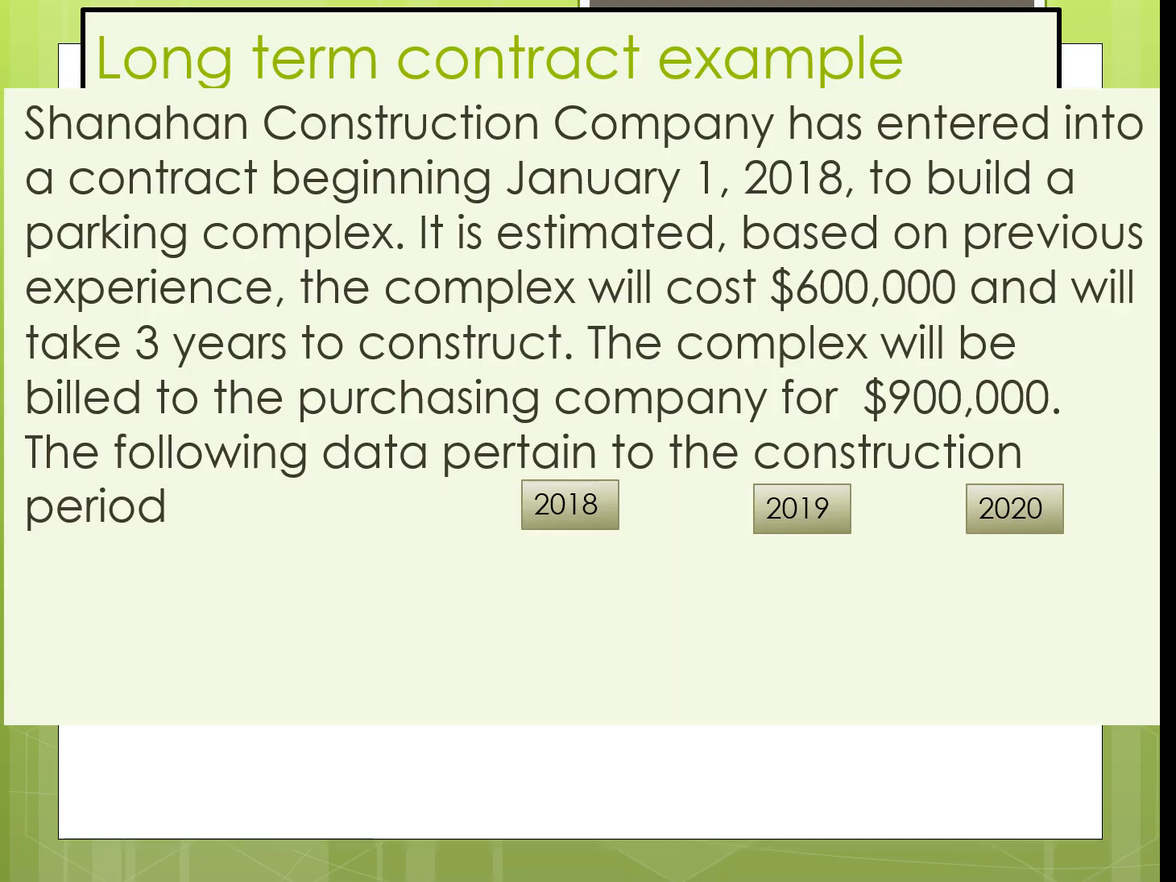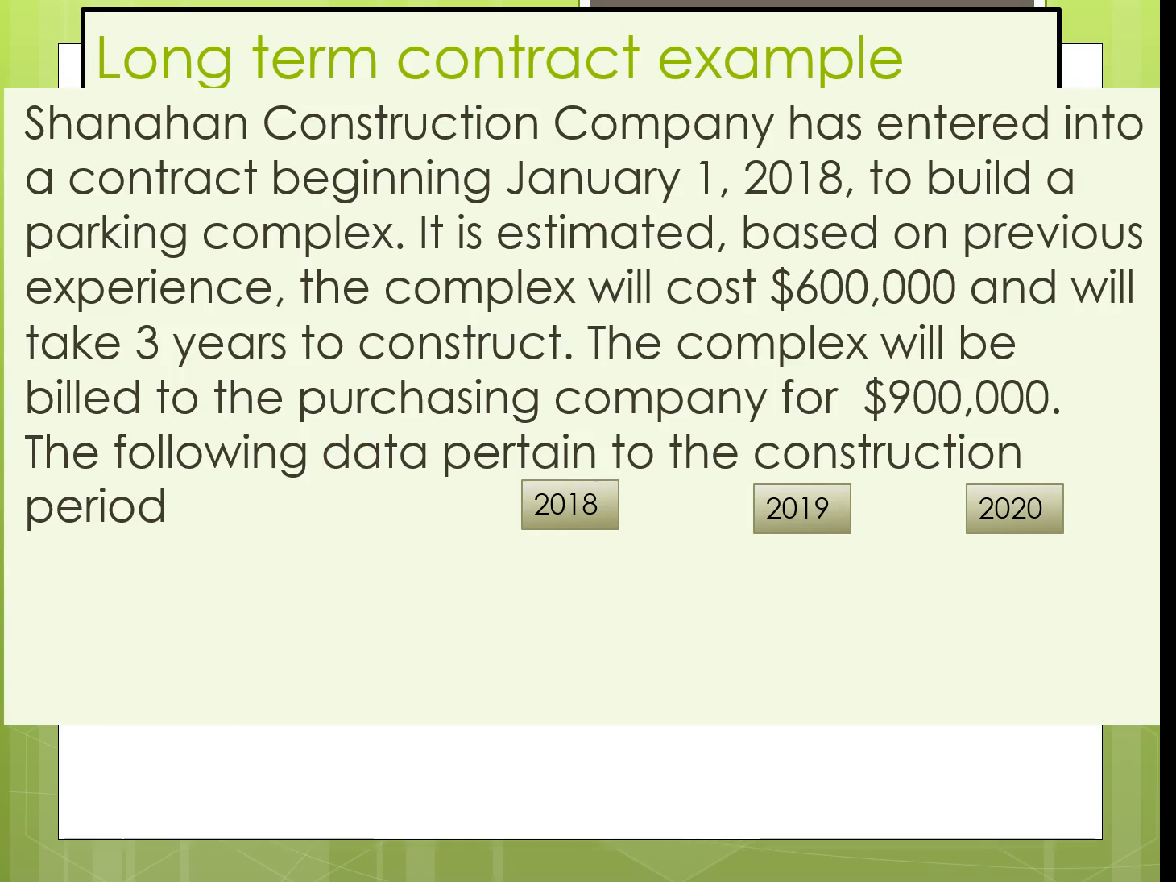So now let's take a look at an example. We start construction on January 1st to build a parking complex. You've got to remember at the beginning, you're estimating what your total costs are, and we're assuming it's going to take 3 years, which we're going to assume is true, and the complex is going to be built for $900,000. Now, the problem you always have, this is known as a fixed price contract, is you want to make sure that those costs don't exceed what we can bill the purchasing company.